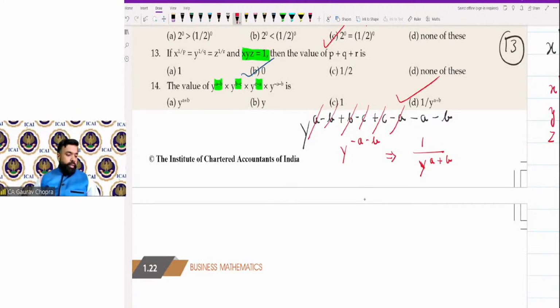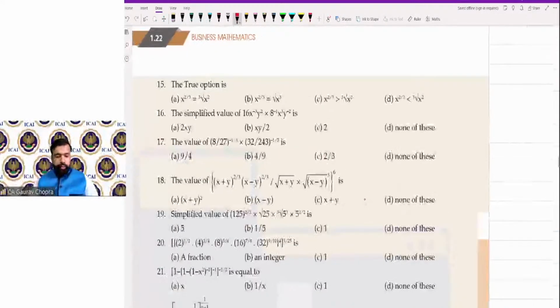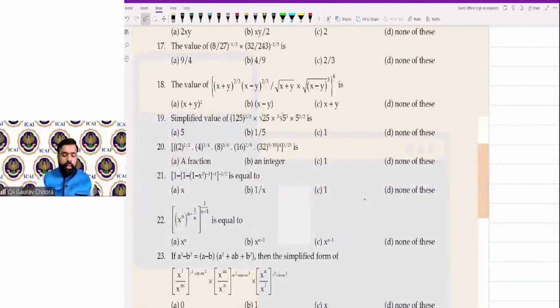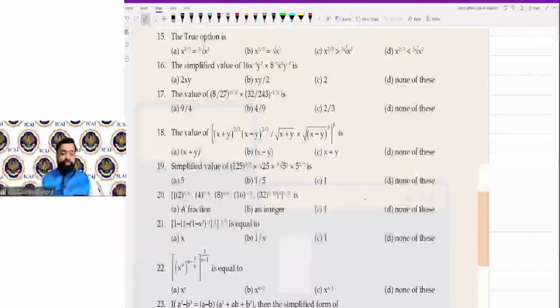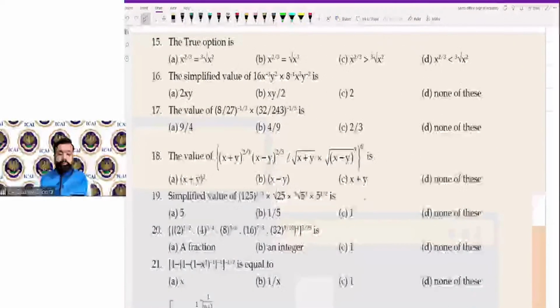All right. So D is the correct answer. Yes, everyone has given. That's great. Now let's move towards question number 15. Which is the true option? आपको ये देखना है कौन सा ऑप्शन एग्जैक्टली सेम है, A, B और C और D.